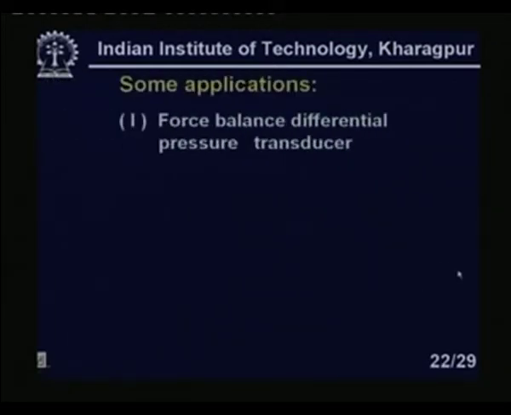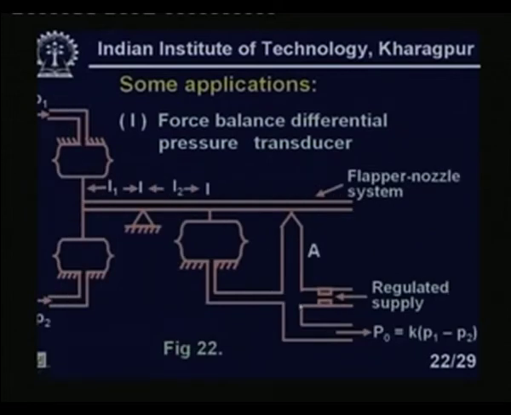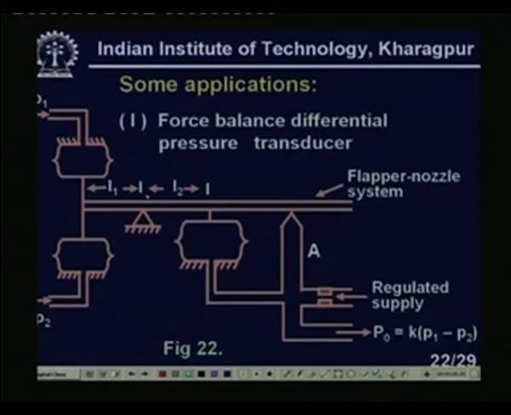Some applications, let us look at force balance differential pressure transducers. It is extensively used. You see, this is the force balance. We have two bellows here, pressure P1 and P2 we are giving, and this is a pivot, and there is another bellow here, and this is my flapper nozzle system. You see that this is the flapper. So across this pivot there is a hinge, so this flapper can move in this and this direction, right, bringing the flapper very close to the nozzle or going far from the nozzle.